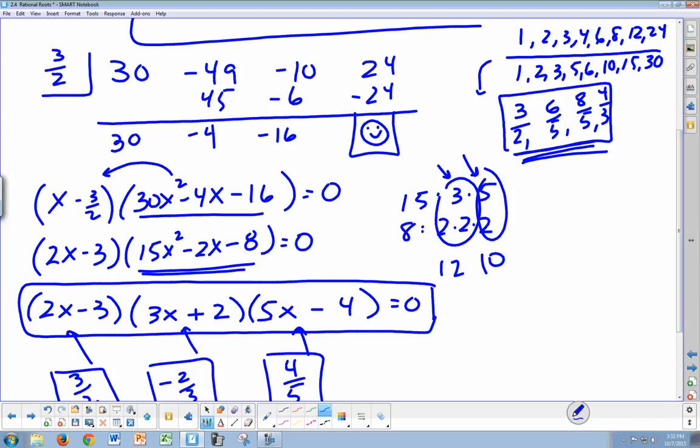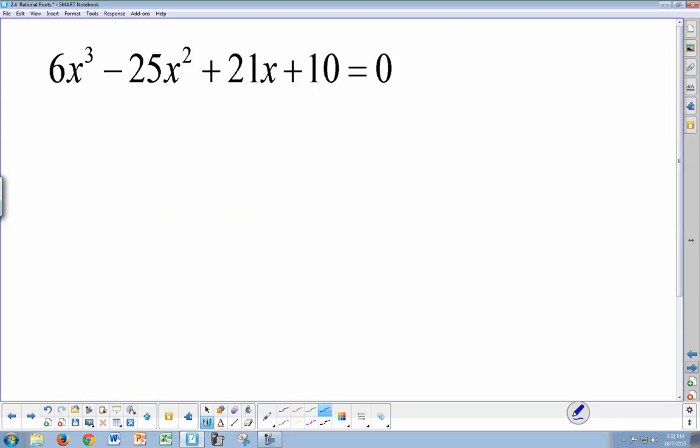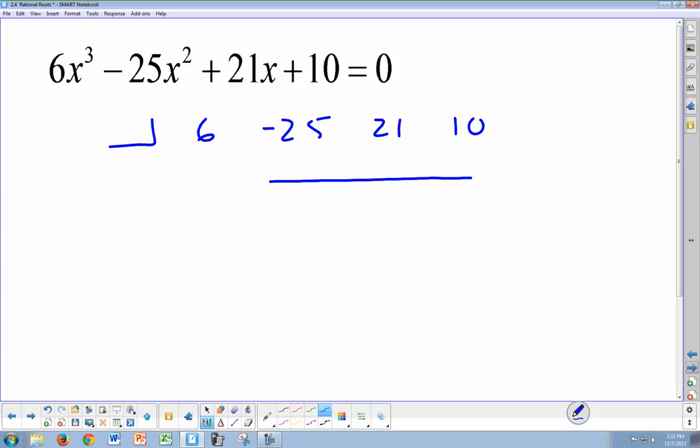Let's do one more before we end this video. So this problem has a 6, 25, 21, and 10. Notice especially that the 6, the negative 25, and the positive 21 alternate, so I'm probably not going to want to try some negative numbers there because that's going to explode.